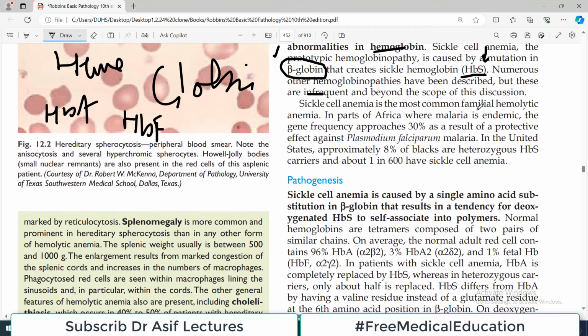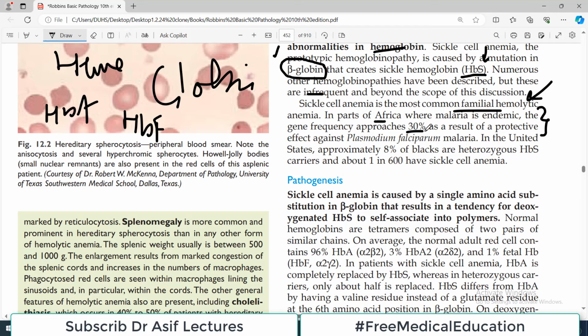Sickle cell anemia is the most common familial hemolytic anemia. सुने जी, अगर आप hereditary diseases की बात करें as far as the hemolytic anemias are concerned, we are dealing with the topic of hemolytic anemia, जिसमें red blood cell rupture होगा, फटेगा. So ऐसे anemias में sickle cell is the most common familial cause of hemolytic anemia. In parts of Africa where malaria is endemic, the gene frequency approaches 30% as a result of protective effect against Plasmodium falciparum.